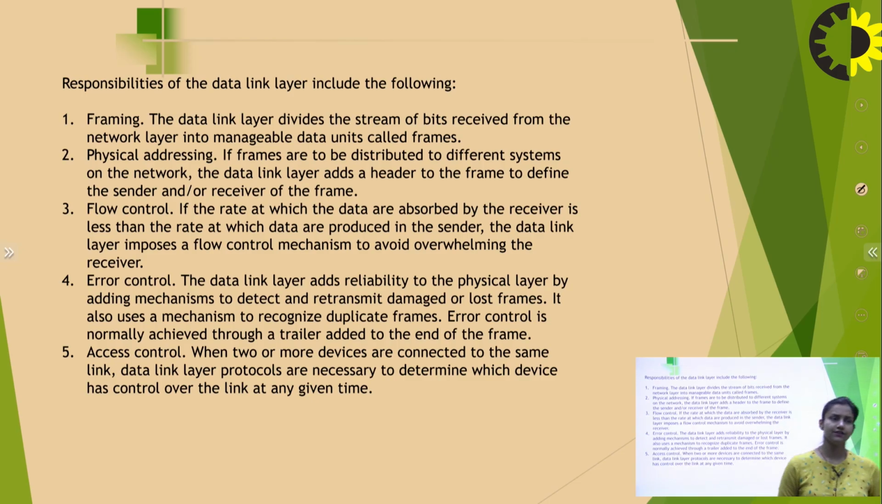For physical addressing, if the frames are distributed to different systems of the network, the data link layer adds a header and a tail to a frame so that it can easily be checked by the receiver end. Here we also have flow control, error control, and access control. All these types of controls are the error checks we perform in this layer.